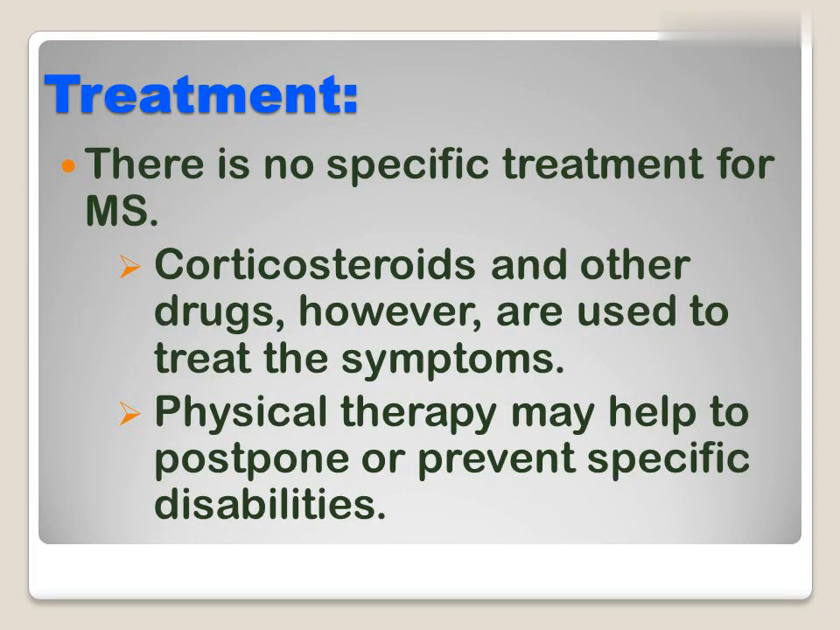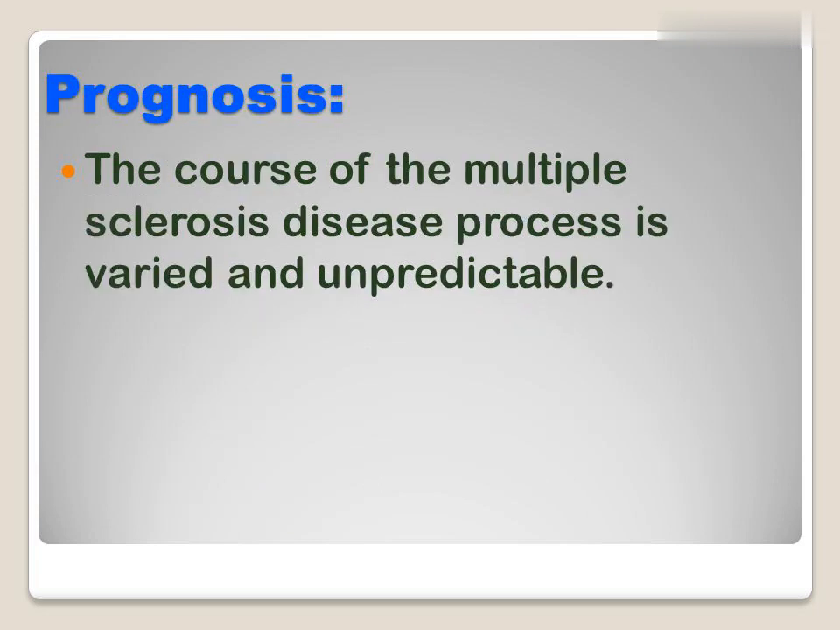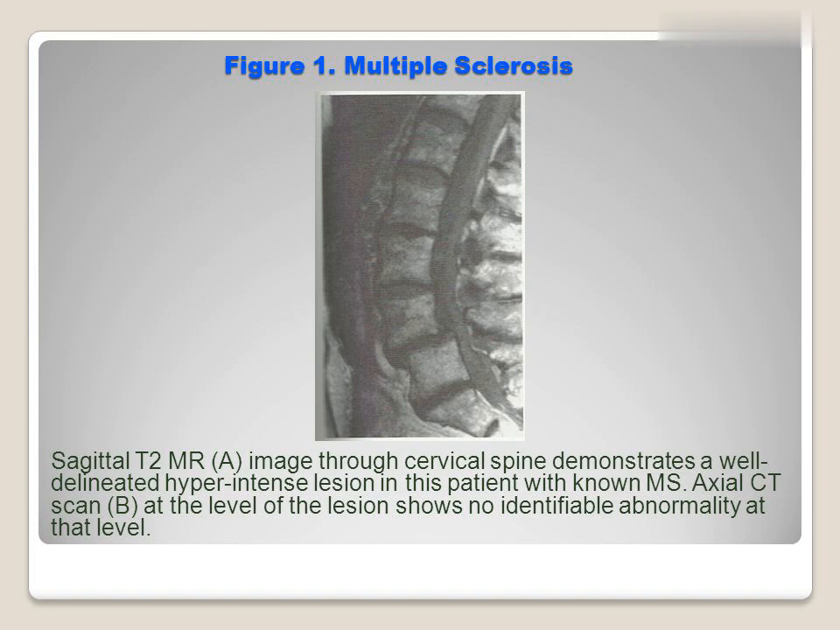Treatment: there is no specific treatment for MS. Corticosteroids and other drugs, however, are used to treat the symptoms. Physical therapy may help to postpone or prevent specific disabilities. Prognosis: the course of the multiple sclerosis disease process is varied and unpredictable. Figure 1. Multiple sclerosis. Sagittal T2 MR, A, image through the cervical spine demonstrates a well-delineated hyperintense lesion in this patient with known multiple sclerosis. CT scan, B, at the level of the lesion shows no identifiable abnormality at that level.